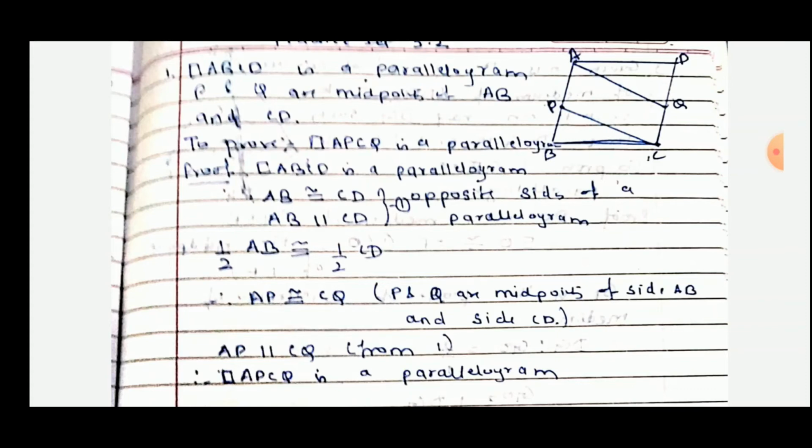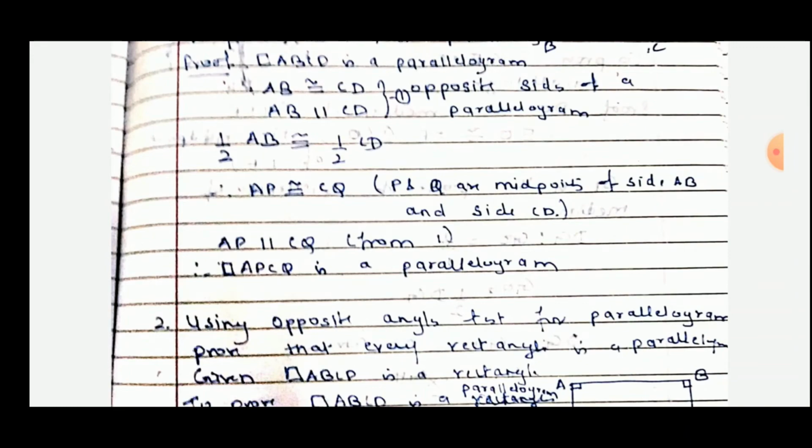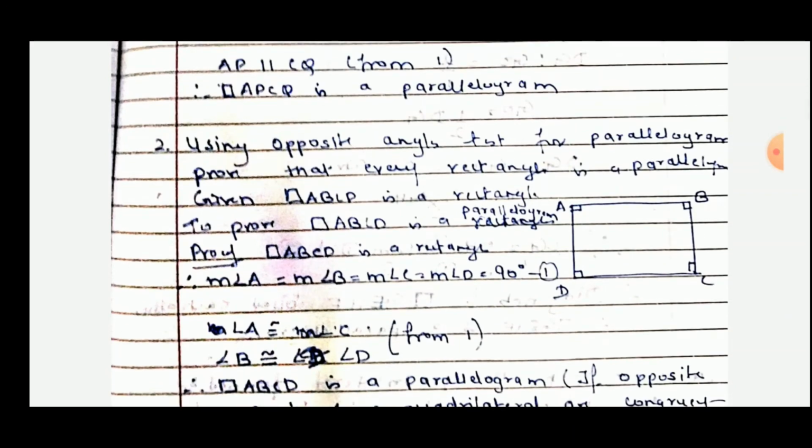So, therefore, AP is parallel to CQ, from 1. So, therefore, quadrilateral APCQ is a parallelogram. The reason is, if one pair of opposite sides is parallel as well as congruent, then it is a parallelogram. Now, the second one: using the opposite angles test for the parallelogram, prove that every rectangle is a parallelogram.